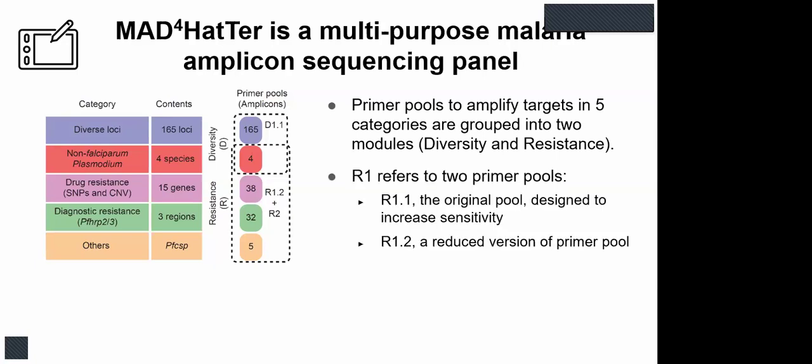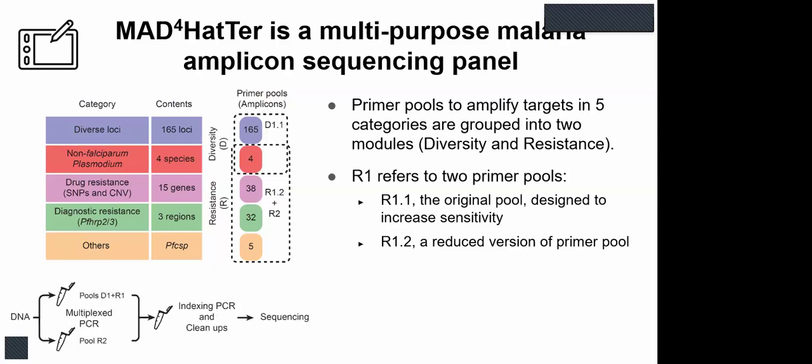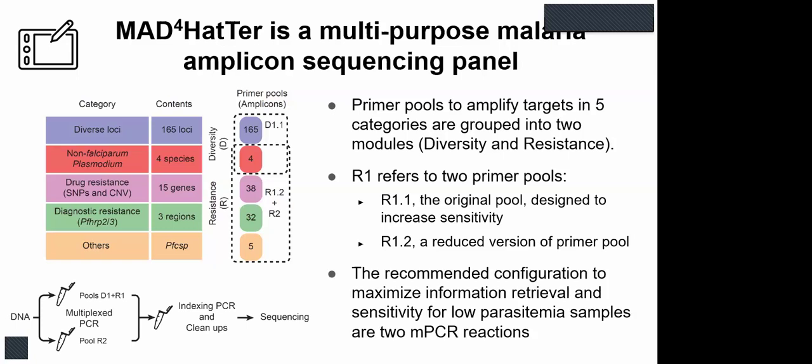And the ones for R1.1, it's basically the original pool, which was designed to increase sensitivity. But then we reduced it to a smaller version, which is what we call the R1.2. So in the laboratory, I'll mention this because I know this is going to be about the tool itself. But in the laboratory, we recommend using a 2-multiplex PCR to increase sensitivity for low parasite samples.